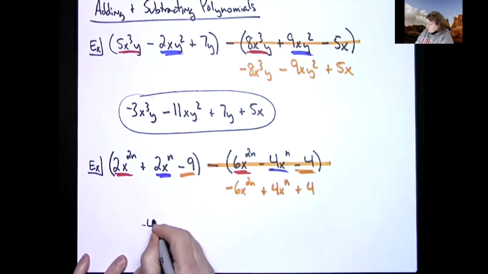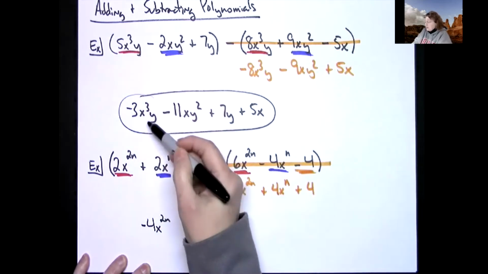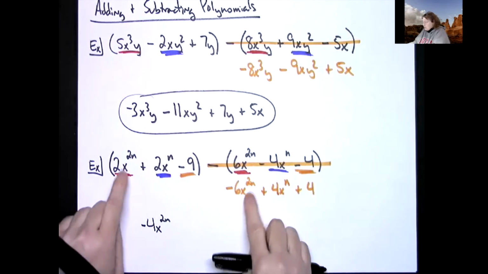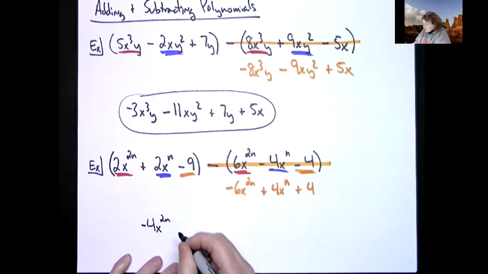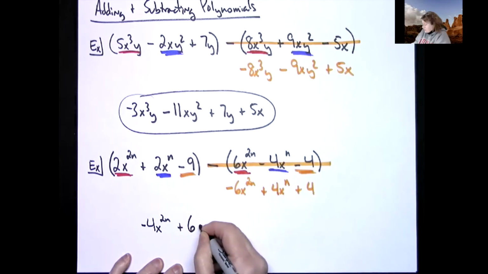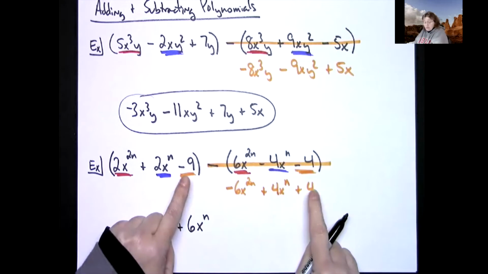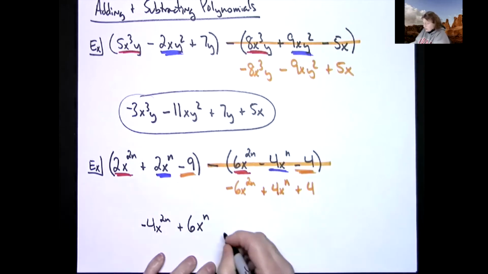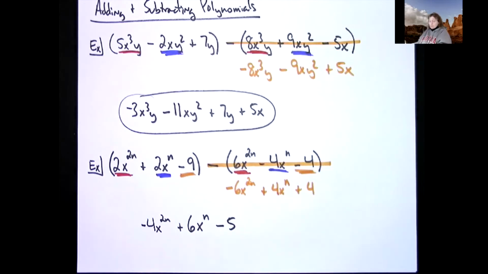That'll be a negative 4x to the 2n. All right, just like we kept the same bases and exponents here, I keep the same bases and exponents here. Putting these two together, I'm going to get a 6, and then the same base and the same exponent. And putting together the negative 9 and the 4, that's going to give me 5 minus 5.